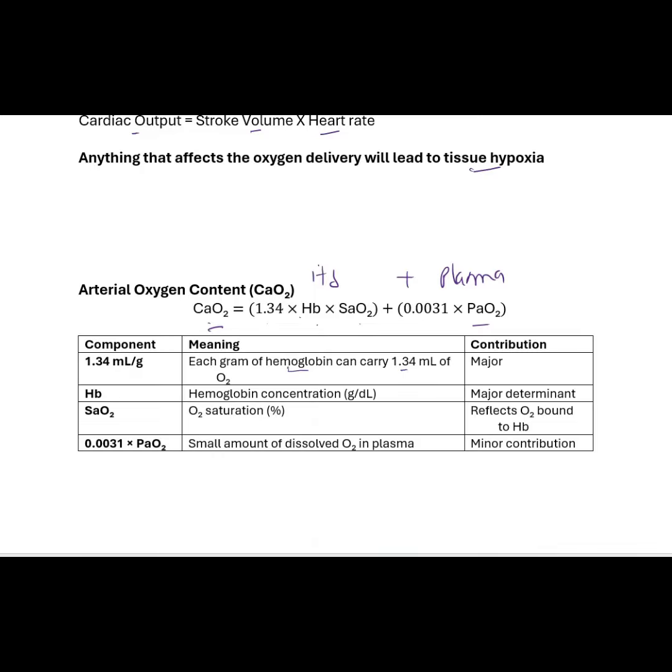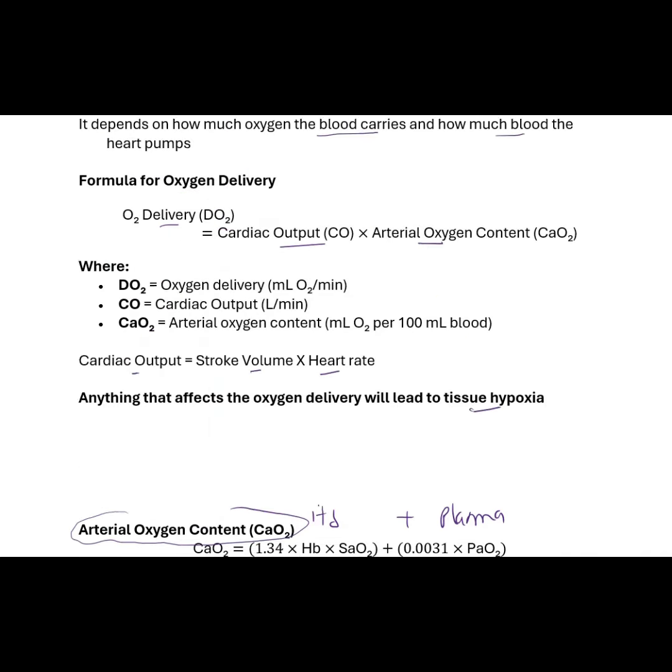Hemoglobin is the hemoglobin concentration, and the saturation reflects how much oxygen is bound to the hemoglobin. And we also spoke about the partial pressure of oxygen in the plasma already. So looking through these variables, what are the major contributors to the oxygen content? The major contributors to the arterial oxygen content include the 1.34 that we mentioned and, most importantly, your hemoglobin. Hemoglobin is a major determinant of the arterial oxygen content. And you can see the partial pressure of oxygen in the plasma is just a minor contribution.